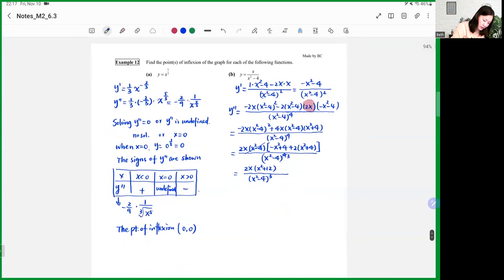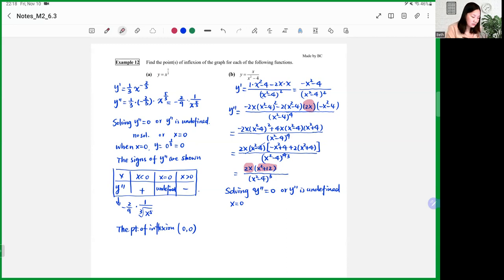Okay, now let's solve. So solving y prime prime equals 0 or y prime prime undefined. I have x equals 0 for this one. Now there are a few factors. You can see this one, this factor, and this one. The second factor cannot equal 0, so there is only one solution for y prime prime equals 0.